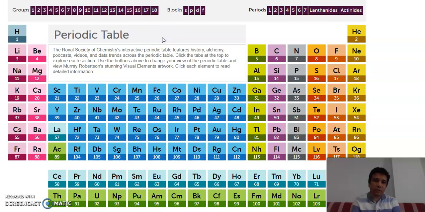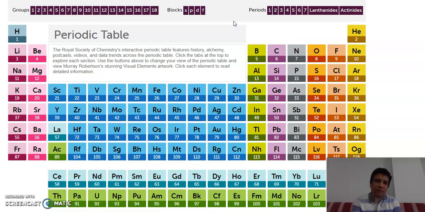Hello everyone. Today's topic is the periodic table. Here I have given a periodic table collected from the website of the Royal Society of Chemistry. So what is the periodic table? The tabular display of all elements based on periodic properties is called the periodic table.